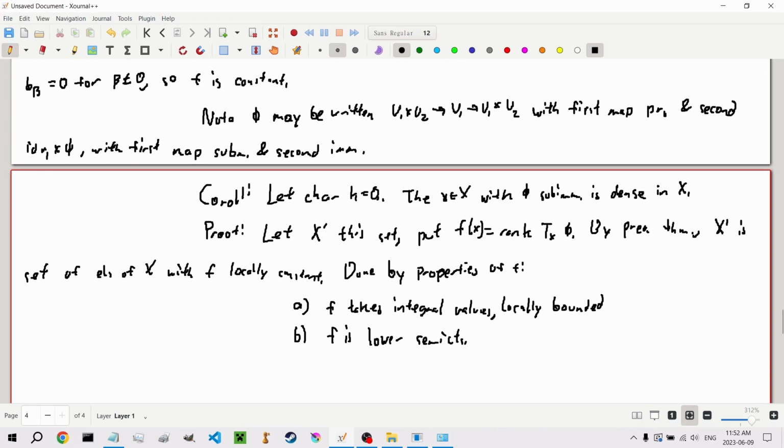And we have another corollary, which is immediate. Here, once again, we're in character 0, and phi being injective, the set of points of X in X with phi being an immersion is dense in X.